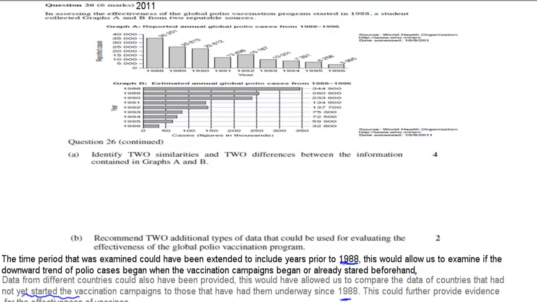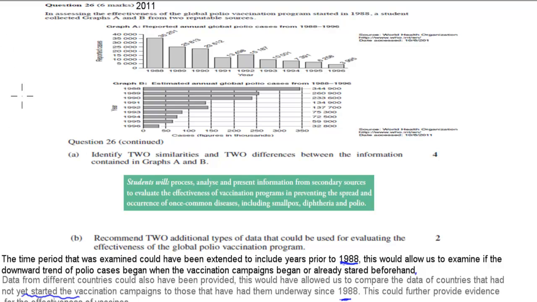These questions both came from this dot point: in terms of secondary sources to evaluate the effectiveness of vaccination programs in preventing the spread of disease. But most of these are actually skill questions, testing your ability to interpret graphs. This is more of a skill question with a bit of relevance to the content dot point as well. But hopefully that was useful.